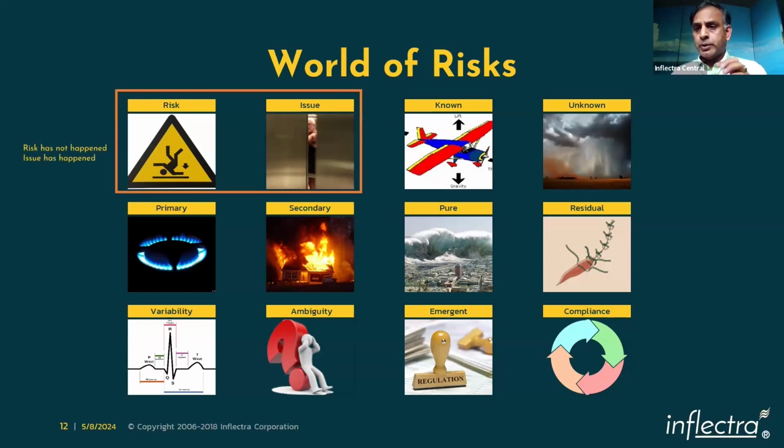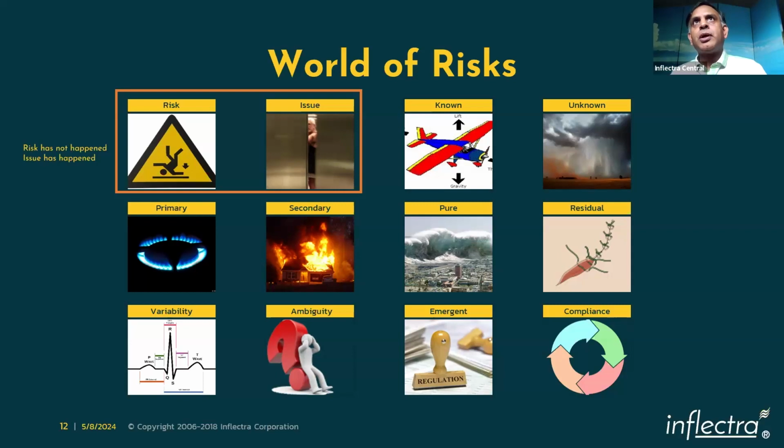Risk and issue. When you look at them together, risk has not happened. That's why we say it has a probability of happening, but it has not happened. Issue, on the other hand, has happened, which means the probability is 100%. Here you are seeing an example where somebody could potentially fall, but nobody has fallen yet. On the other hand, when somebody is stuck in an elevator and the doors cannot open, well, that's an issue. Somebody needs to get some work done at this particular point.